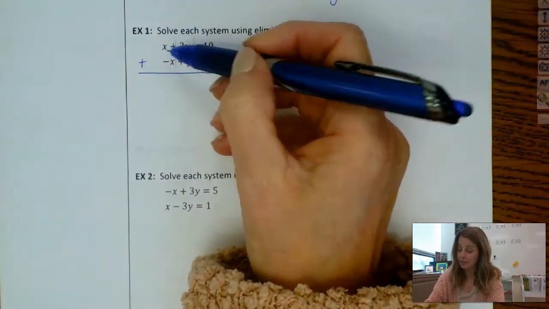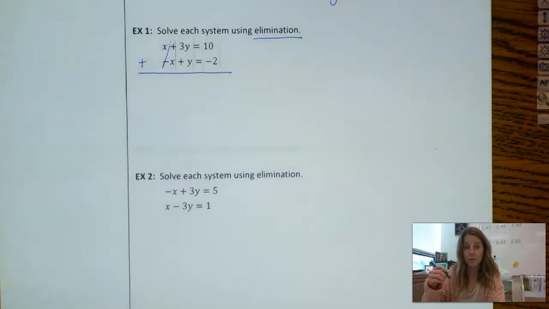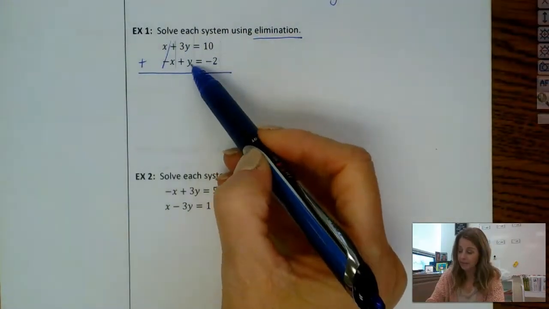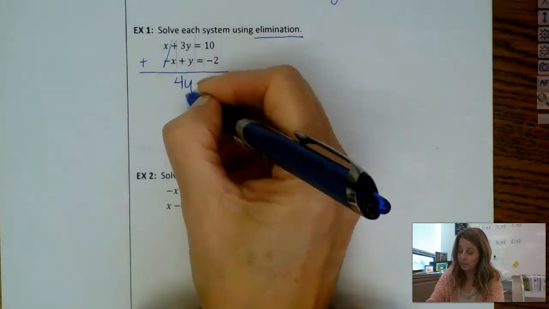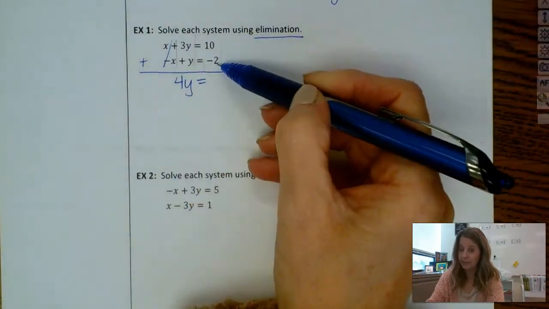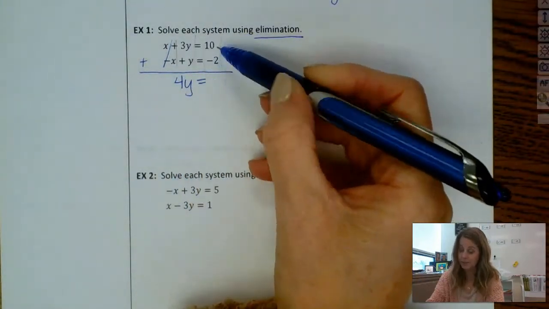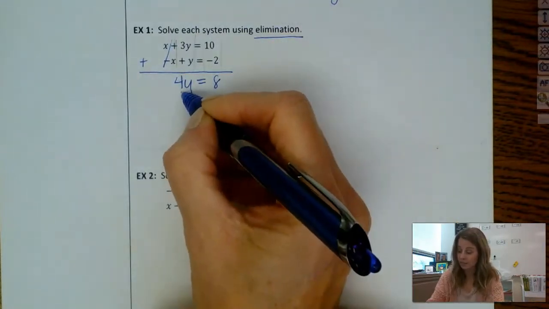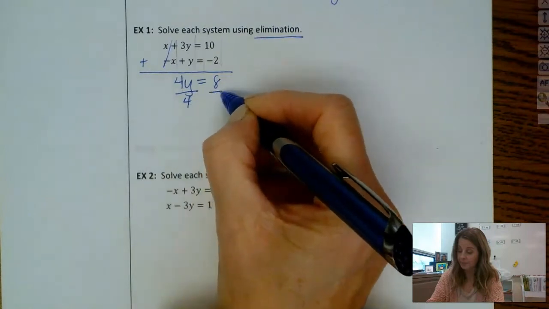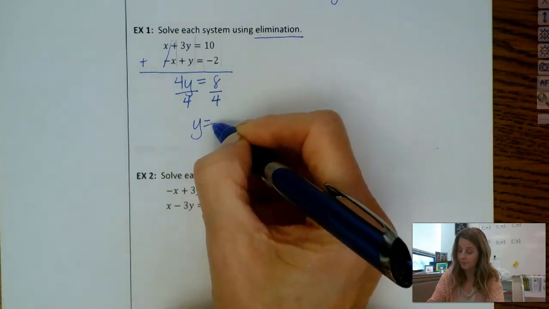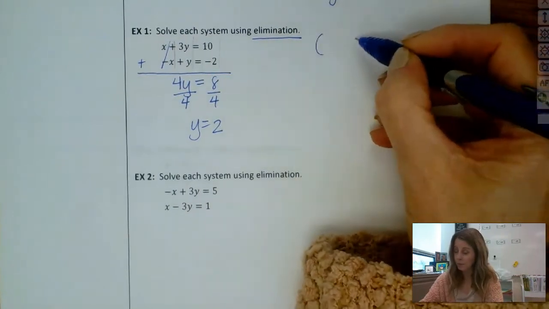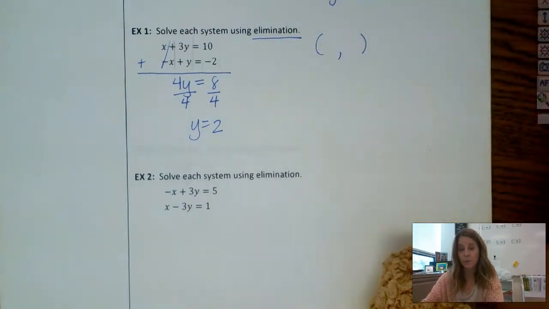If I do x minus x, I'm just going to cancel through. I could write 0 down, but there's no need to do that. Add these 2. 3y plus y is 4y. Don't forget to add these 2. 10 plus negative 2, or 10 minus 2, is 8. And then I solve. So divide both sides by 4. Y equals 2.